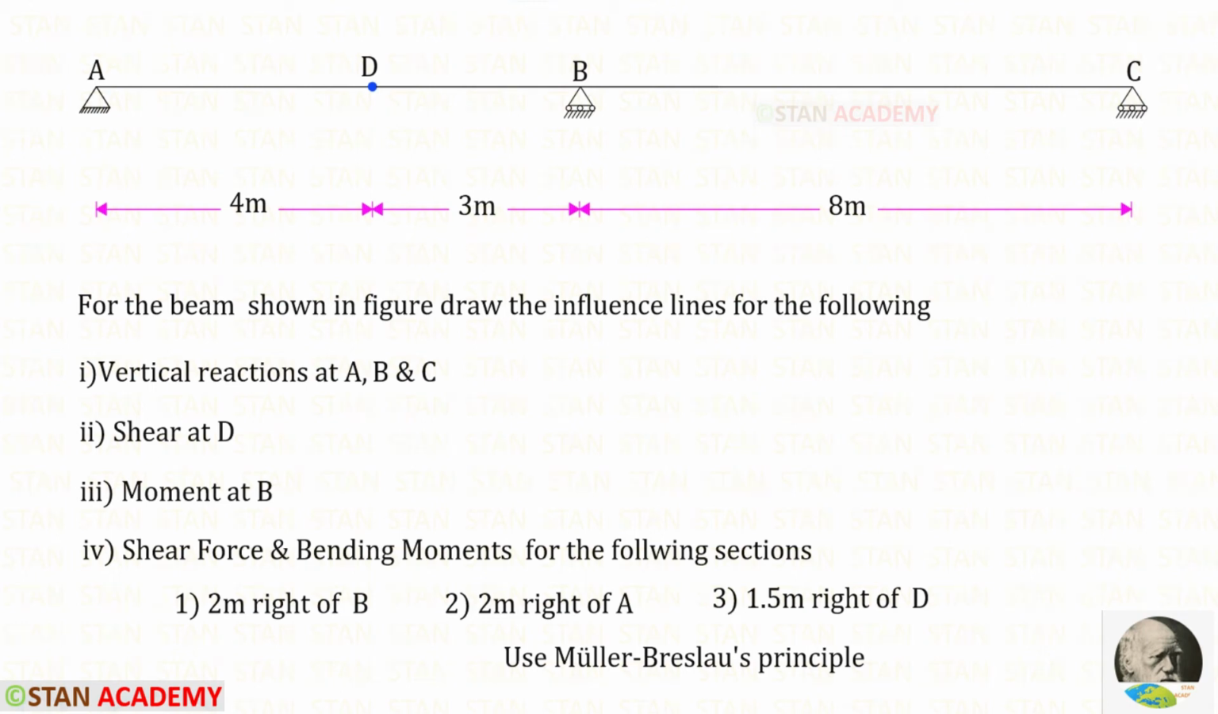Hello everyone. Today we are going to do a problem based on influence line diagrams. Let us read the question one time. For the beam shown in the figure, draw the influence lines for the following: vertical reactions at A, B and C, shear at D, moment at B, and shear force and bending moments for this section. We have to use Müller-Breslau's principle.